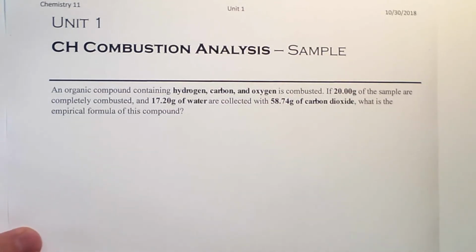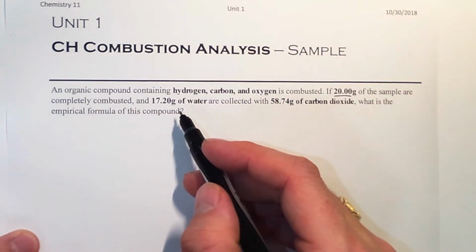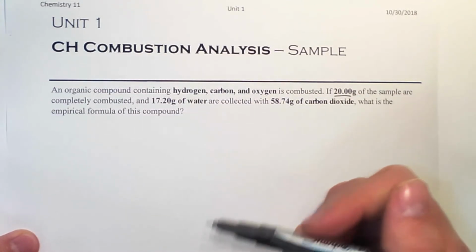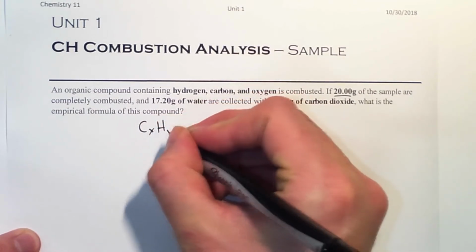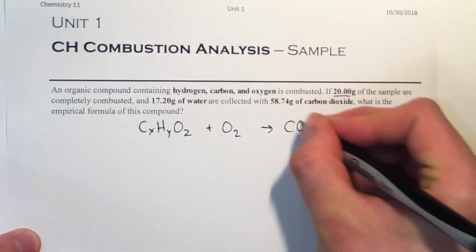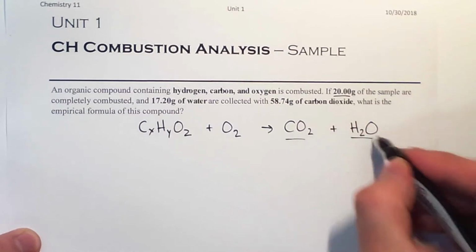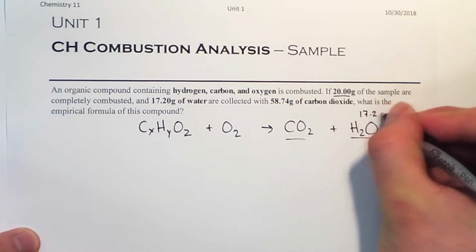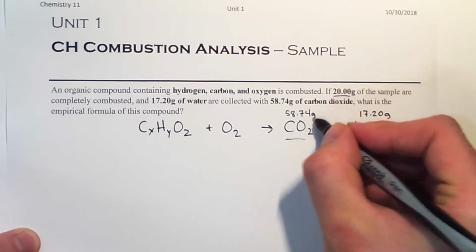So we know the sample is 20 grams, and we know that when it's combusted, we're going to get 17.20 grams of water and 58.74 grams of carbon dioxide. So we don't really know what the formula is, but we do know it's been combusted, and it's produced those products. Now I have 17.20 grams of water and 58.74 grams of CO2.